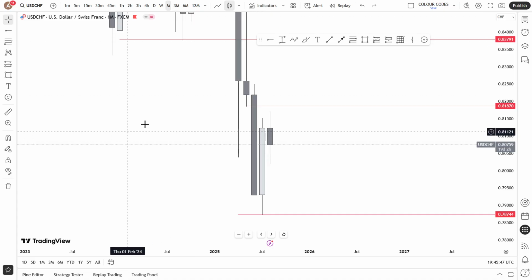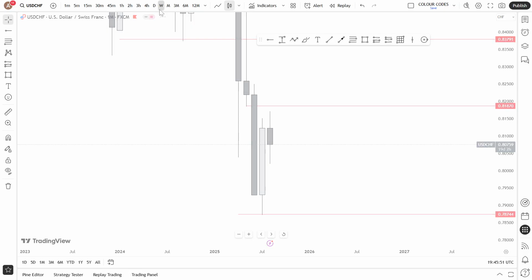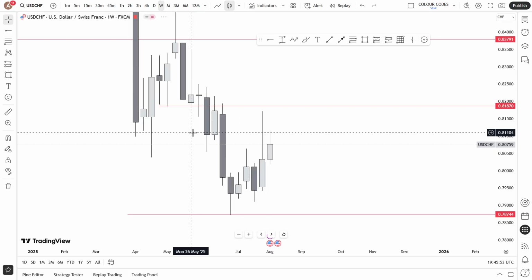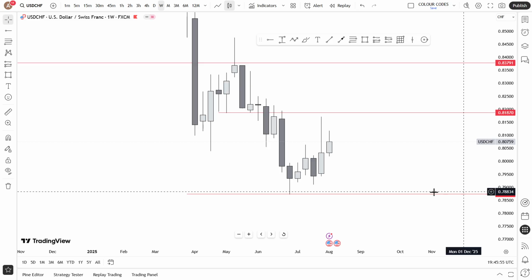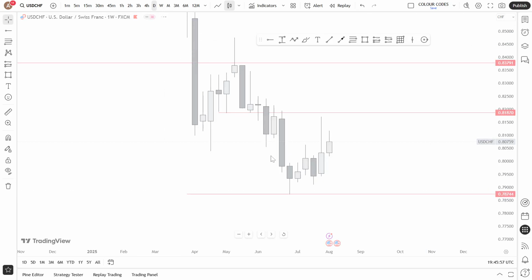So you can see on the monthly we still have a fair value gap, but on the weekly it looks mitigated. Sometimes you'll be trying to take trades where you shouldn't be taking. Let's go to the daily time frame.